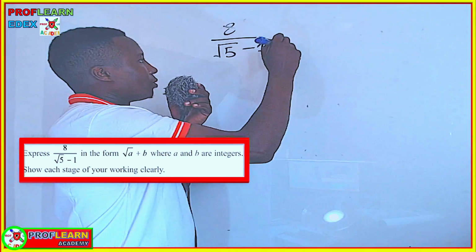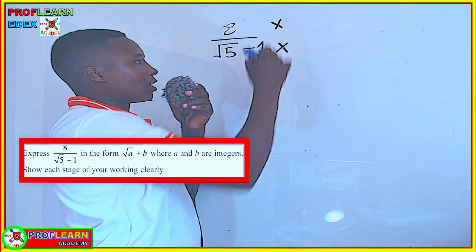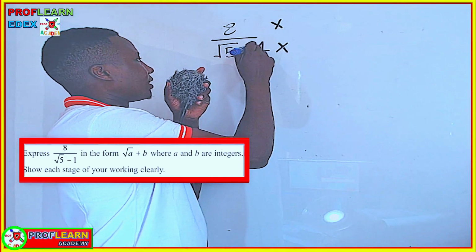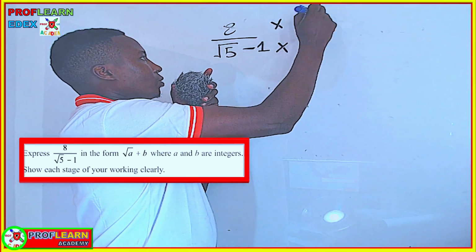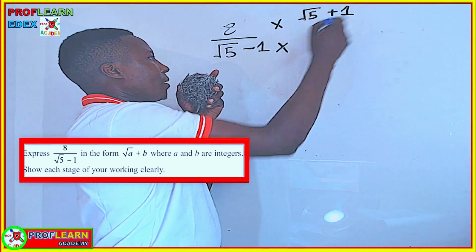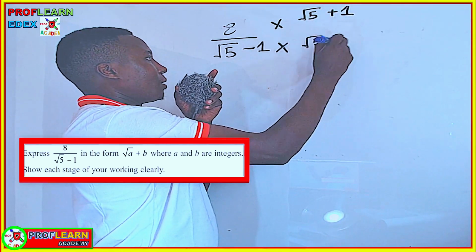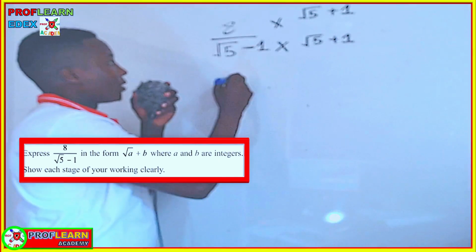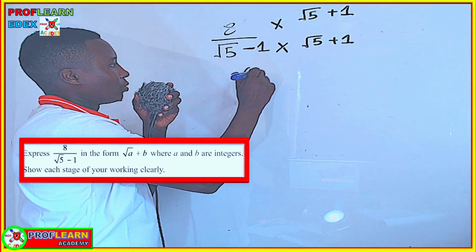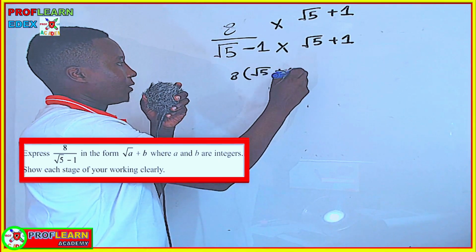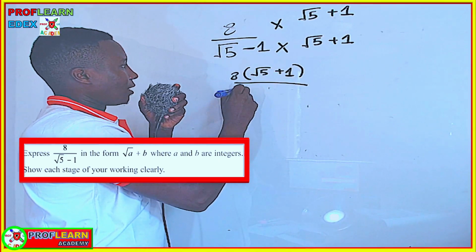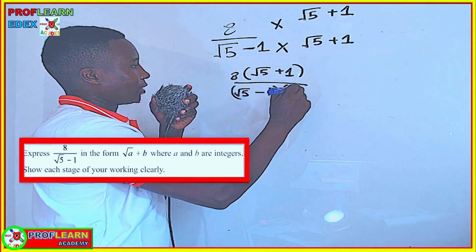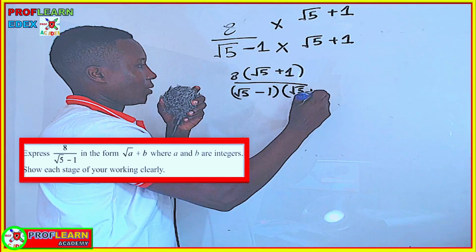So we are going to rationalize the denominator by multiplying the numerator and denominator by the conjugate. For the conjugate, we just change the sign, so it will be root 5 plus 1. So we have 8 into root 5 plus 1 over root 5 minus 1 multiplied by root 5 plus 1.